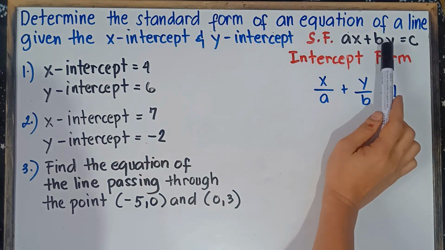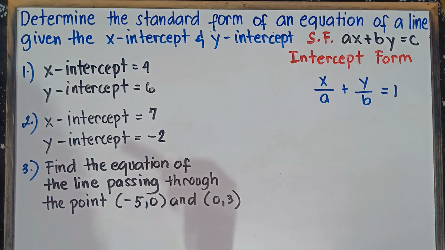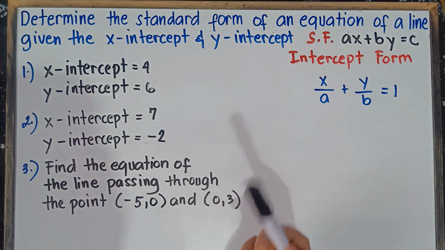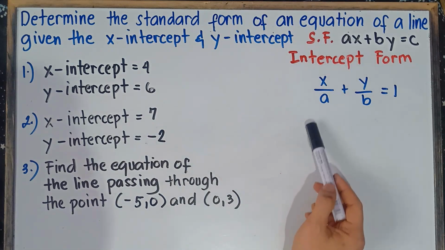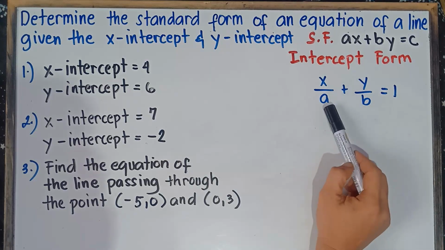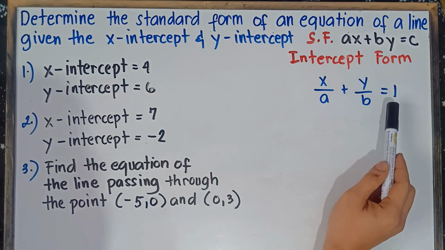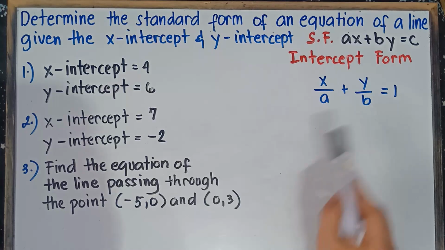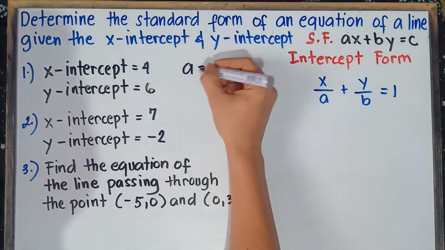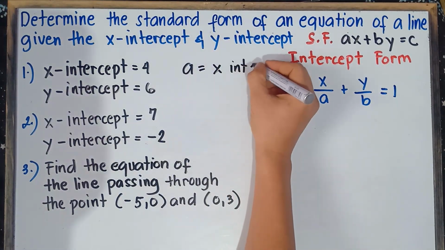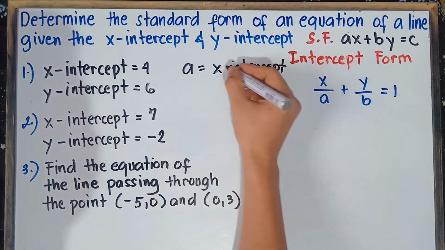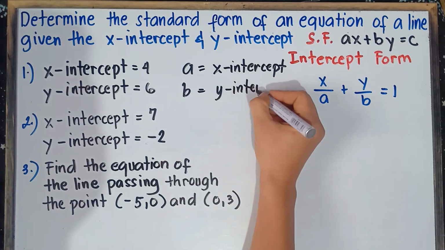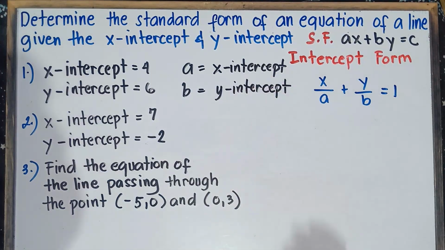So we need to have this equation. Now, if you are given the x-intercept and y-intercept and you want to find the equation, you can use the intercept form. This will be the equation x over a plus y over b is equal to 1, where a is the x-intercept and b is the y-intercept. So once again, class, a is equal to the x-intercept, and b is equal to the y-intercept.